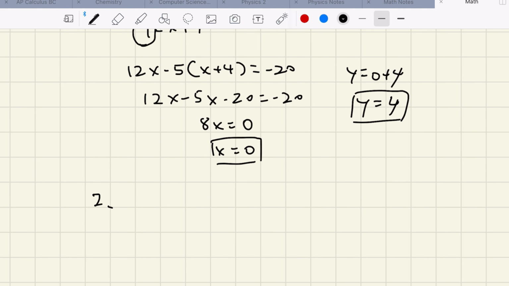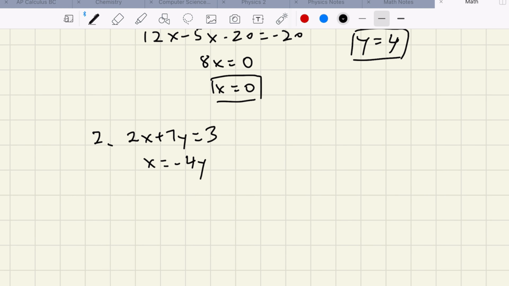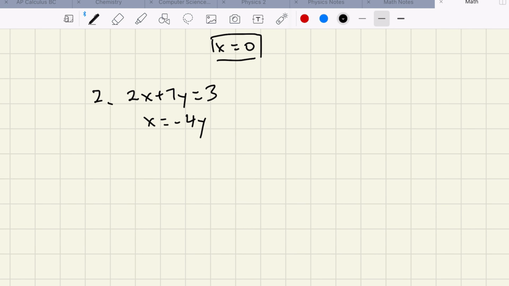Let's do another example. 2x plus 7y equals 3, x equals negative 4y. This time we do not substitute y in, because we don't know what y equals. Well, you could solve for y, and y would equal negative 1 over 4 x. But this is kind of complicated, and we want to make things as simple as possible. So we know what x equals, right?